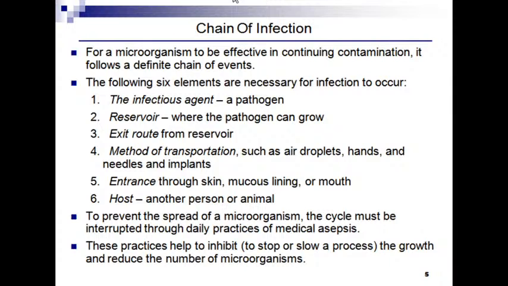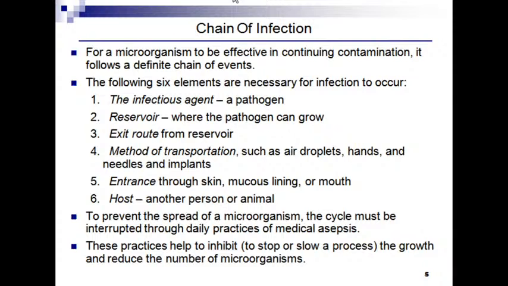Chain of infection. What is a chain of infection? For a microorganism to be effective in containing contamination, it follows a definite chain of events. Chain of infection is a totality of events, complex of events. The following 6 elements are necessary for infection to occur. First element, the infectious agent, properly a pathogen.